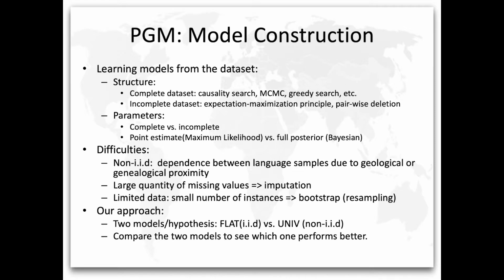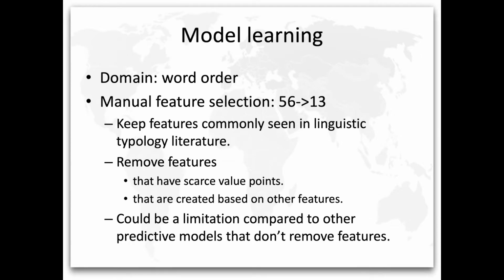So in our approach we propose 2 models, 2 hypotheses. One is flat, which assumes that there is no dependency between languages, and the other is uniform, which assumes that there is dependency between language samples. And we compare the two models to see which one performs better. The domain we chose for illustration is word order, and we did a manual feature selection to reduce the original 56 features to 13. We'll keep some features and also remove some features.